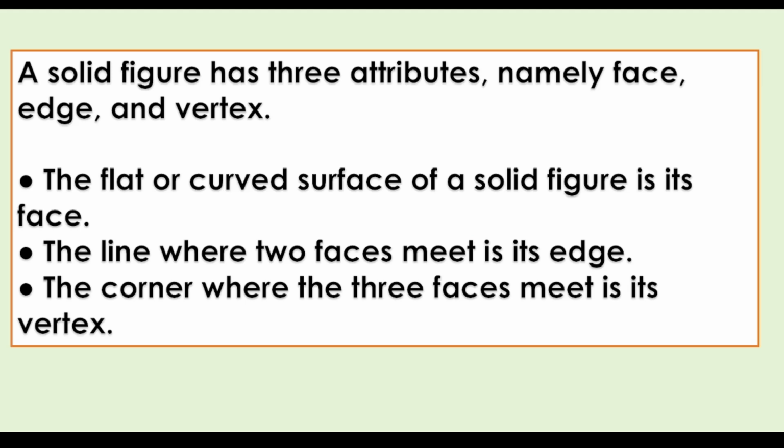A solid figure has 3 attributes, namely face, edge, and vertex. The flat or curved surface of a solid figure is its face. The line where 2 faces meet is its edge. The corner where the 3 faces meet is its vertex.